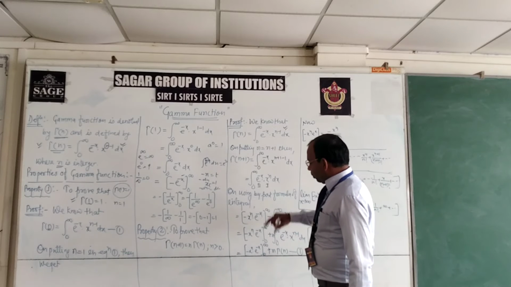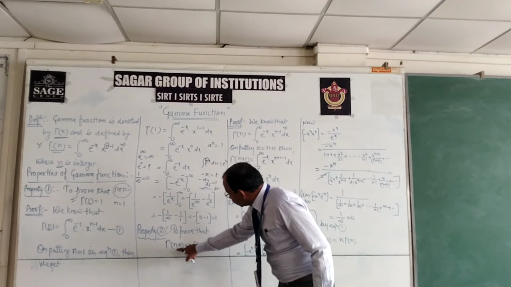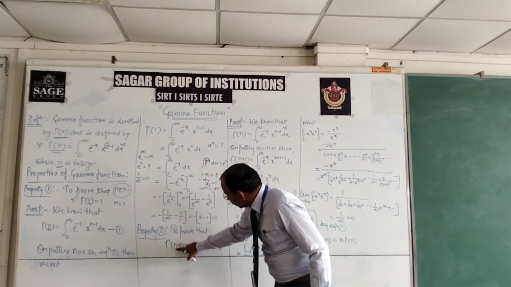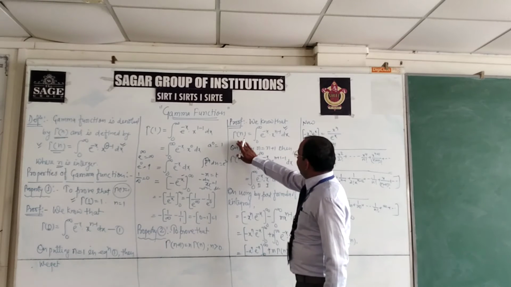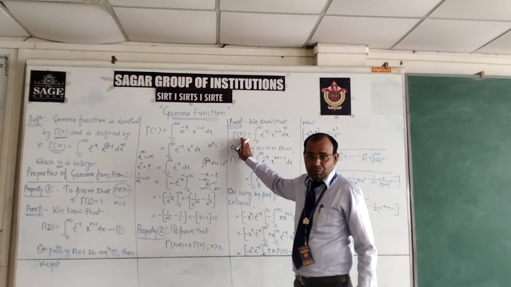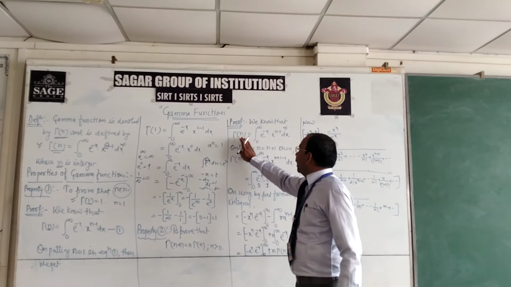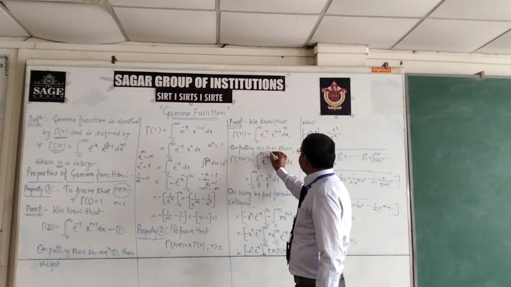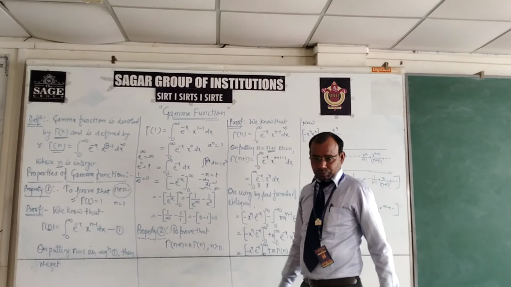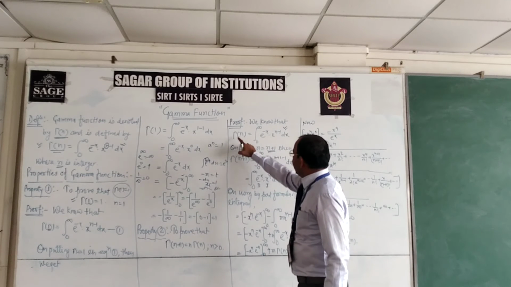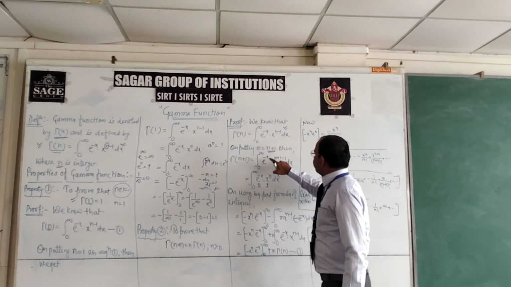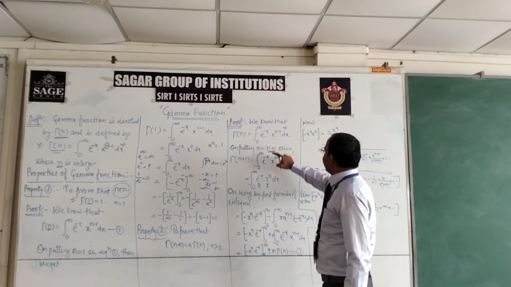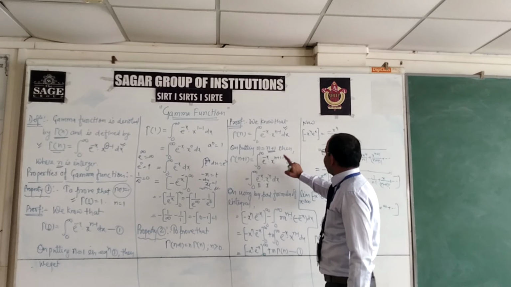Now the part to be proved is gamma n plus 1. Here we see gamma n plus 1, but we have only gamma n. So n is replaced by n plus 1. So gamma n plus 1 is equal to the integral from 0 to infinity of e to the power minus x times x to the power n plus 1 minus 1.